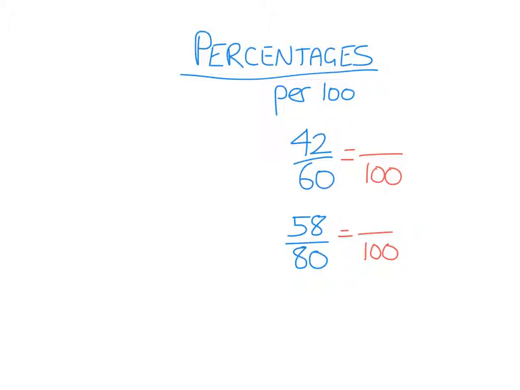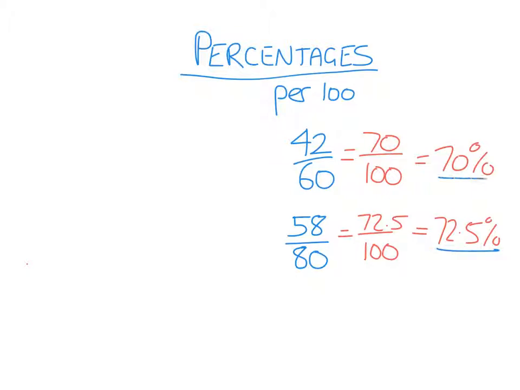So it turns out, and I'm going to show you how to do this in a second, 42 out of 60 is 70 out of 100, but 58 out of 80 is 72.5 per 100, or 72.5%. We can write the first one as 70%. So that makes the comparison so much easier. The ones in blue, it's hard to see which is better, but we can see clearly 72.5% is more than 70%. So there are two types of questions that you need to be able to do.